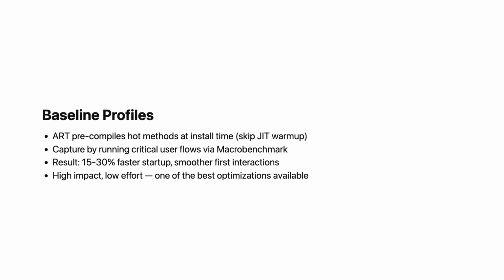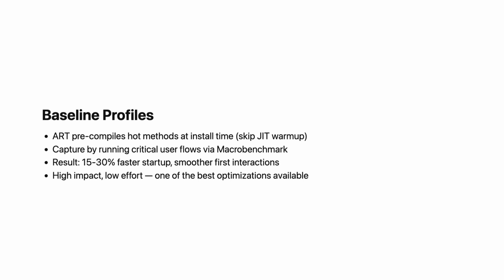You capture a profile by running your app's critical user flows, startup, main screen, common navigation paths, using Macrobenchmark. This generates a profile file that lists the hot methods. When the user installs your app, ART precompiles those methods immediately. The result: faster startup, smoother first interactions, better first impressions. Google reports 15 to 30% improvement in startup time with baseline profiles. This is one of the highest impact, lowest effort optimizations available.